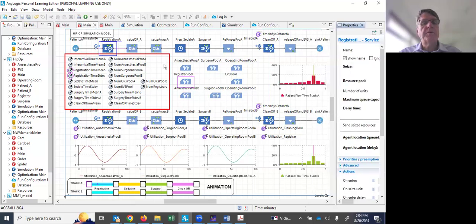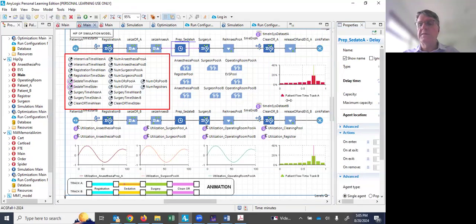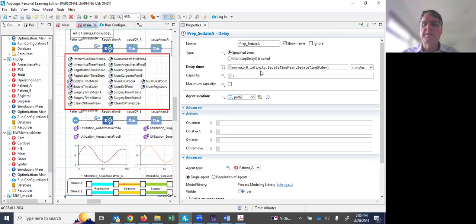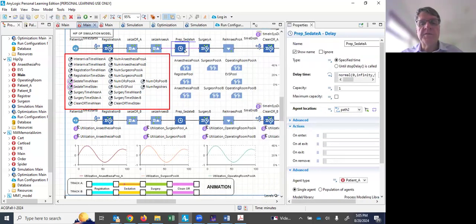Now, from there, the patient grabs an OR, grabs an anesthesiologist and goes through the sedation process. The sedation process has a duration that is specified by the sedate time mean and the sedate time standard deviation. Again, it's truncated normal so that we don't get negative times. So once they're sedated, then they go through surgery. And the surgery is actually where they get a surgeon. So the surgeon is grabbed here. Now that surgeon is somebody they've consulted with, right? There's only one surgeon in the track.